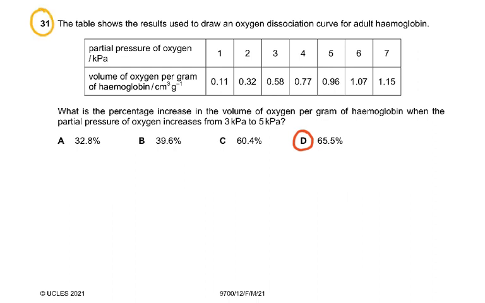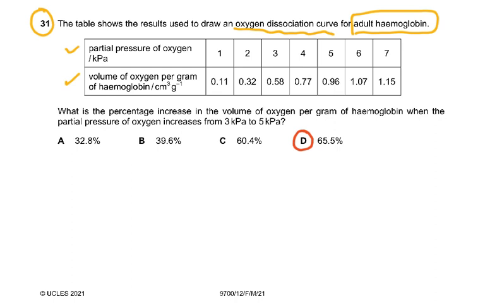Then coming on to question number 31. The table shows the results used to draw an oxygen dissociation curve for adult hemoglobin. Partial pressure of oxygen in kPa, volume of oxygen per gram of hemoglobin in cm³ per gram.